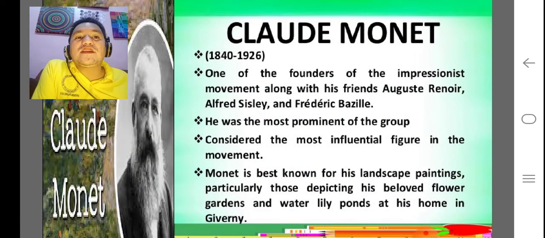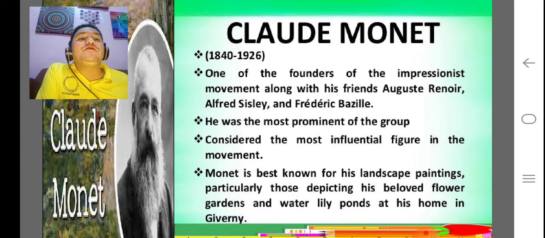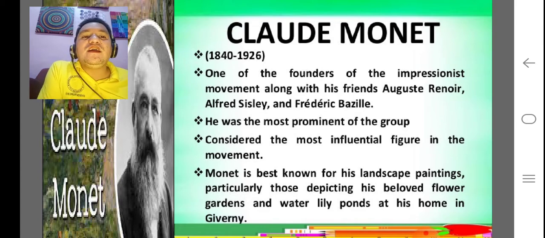Let us talk about Claude Monet. Claude Monet is one of the founders of the Impressionist movement along with his friends Auguste Renoir, Alfred Sisley, and Frederic Bazille. He was the most prominent of the group, considered the most influential figure in the movement. Meaning to say, there are other impressionist artists, but the most prominent, the most influential is no other than Claude Monet.